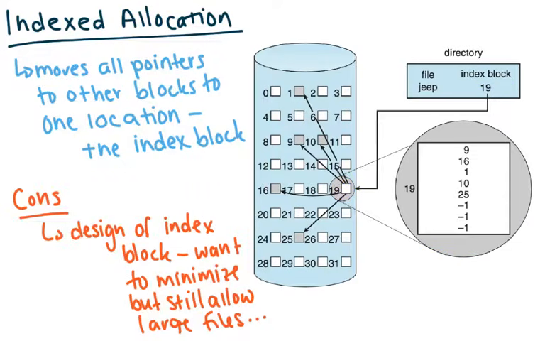Some cons. So design of the index block. We want to minimize this, but still allow large files. And the reason we want to minimize it is because it takes up space, and it takes up a block that we could have used for other storage. So we want to make sure that we make it as small as possible such that most of the files can be immediately stored using this scheme, and it won't take up any extra space.